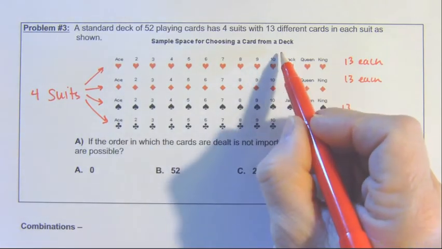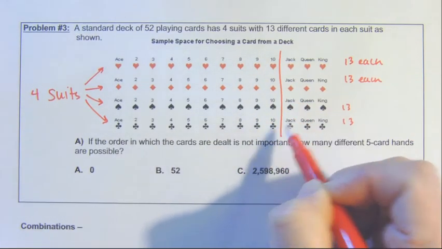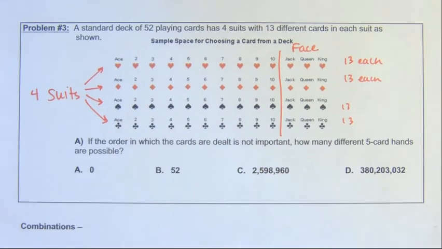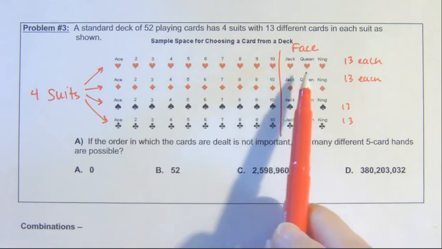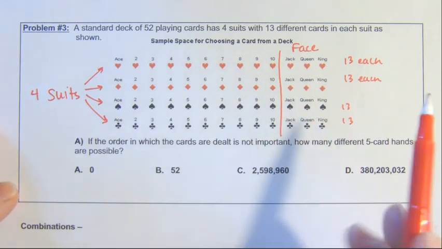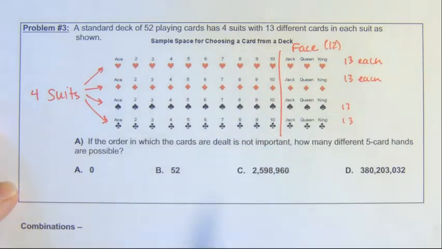Now, there's these that are called Jack, Queen, King. These a lot of times will be called face cards, because if you look at a deck of cards, these have like a face on them. So that's why they're called face cards. So there are 12 total face cards.